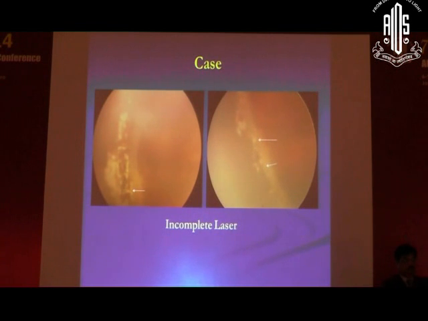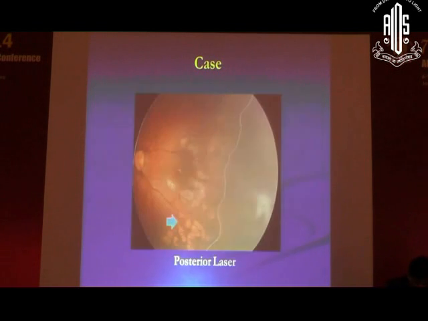If you see this baby here, this baby came to us, the plus disease was not going away. Some kind of laser was done here, but this laser was incomplete. So the idea is to laser all this part anterior to the ridge. If you don't laser it, the stimulus will not go away, and the ROP will continue to progress. So basically, you need to augment all this.